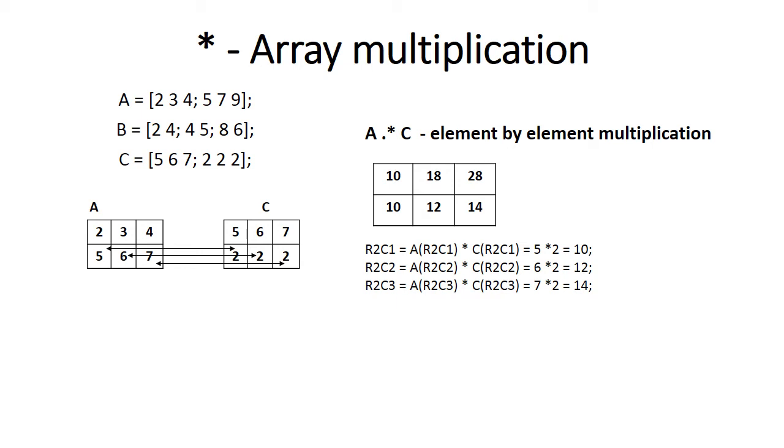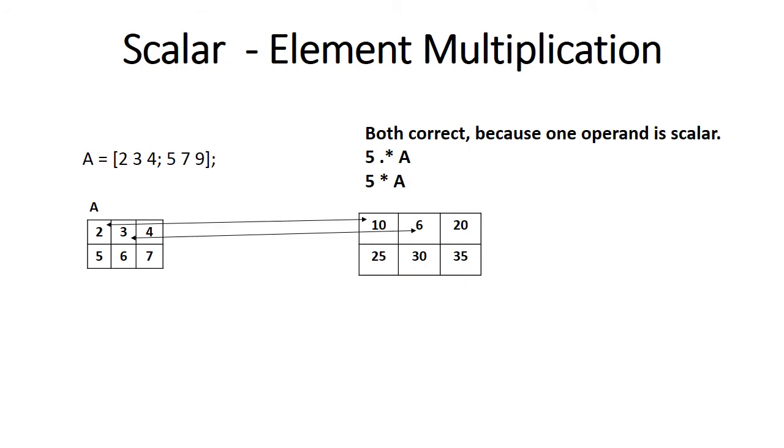It has the same shape as A and C. The next scenario I want to look at is when you do a multiplication with an array, but one of the operands is a scalar value. In this case, it's called a scalar value or a single value. In this case, it's the value 5.